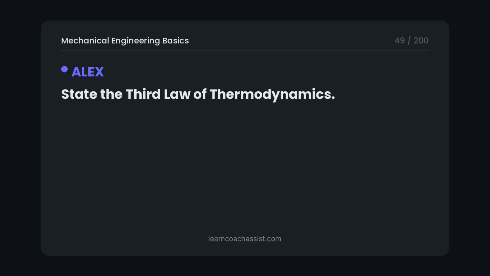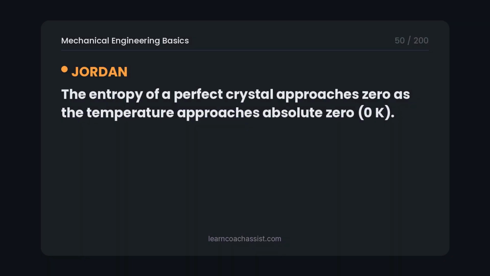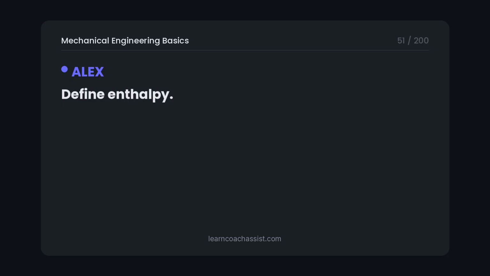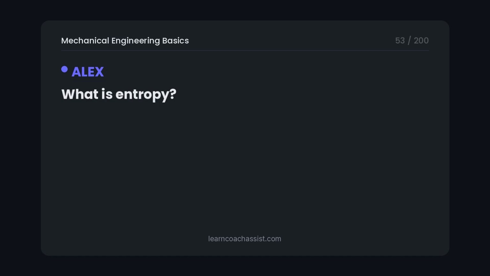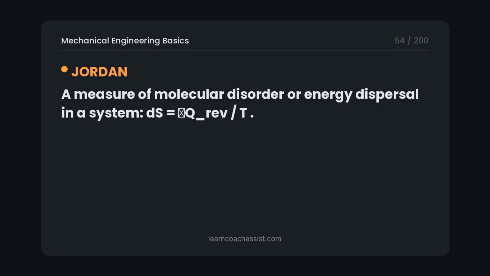State the third law of thermodynamics. The entropy of a perfect crystal approaches zero as the temperature approaches absolute zero, 0 K. Define enthalpy. A thermodynamic property defined as H equals U plus PV, representing internal energy plus flow work. What is entropy? A measure of molecular disorder or energy dispersal in a system. dS equals delta Q_rev over T.